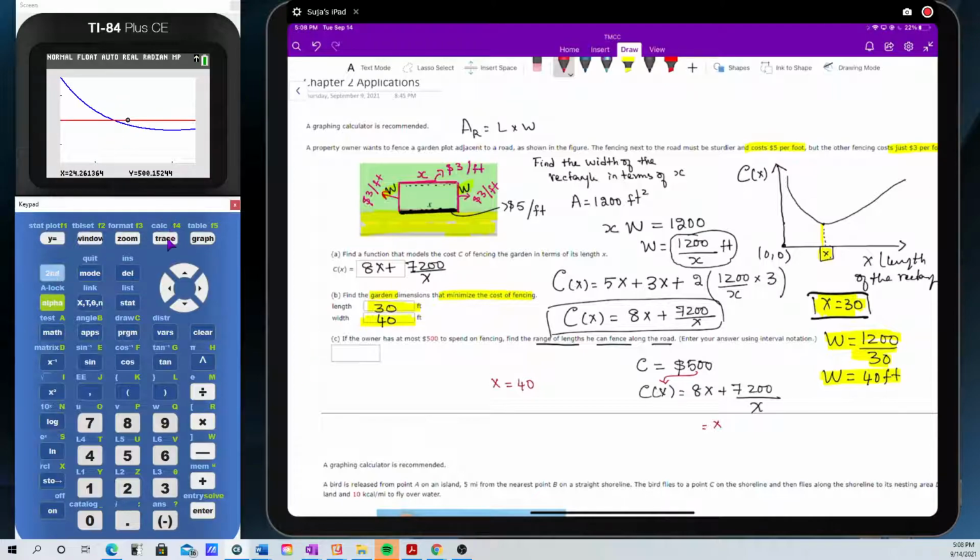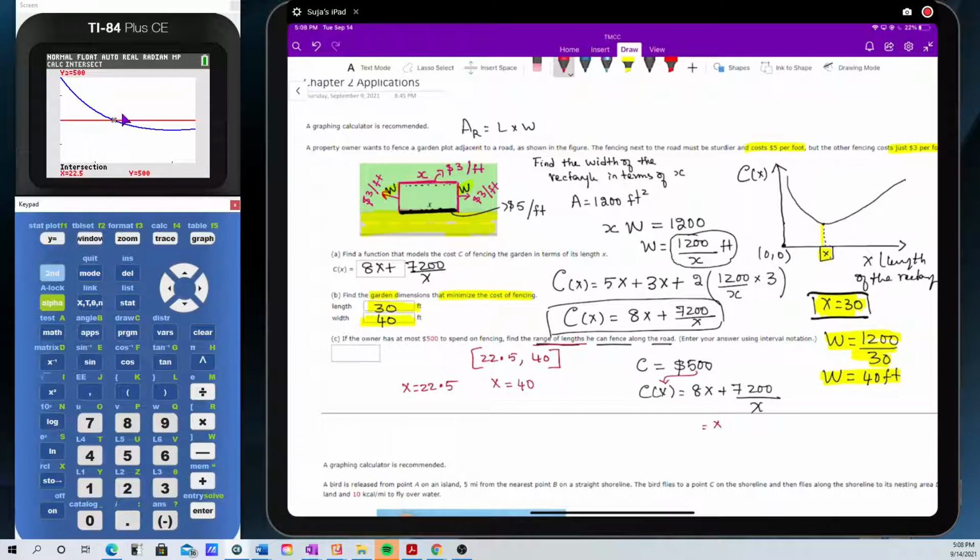So I go second, trace again, intersect, enter, bring it closer to the point you think the intersection is, enter, and it's on the second curve but closer to the intersection point, enter again, and that'll give you this point. So the leftmost intersection point is x equals 22.5. So what this is telling you is, if the range of the length is between 22.5 and 40, then it's okay because you have just $500 to spend.